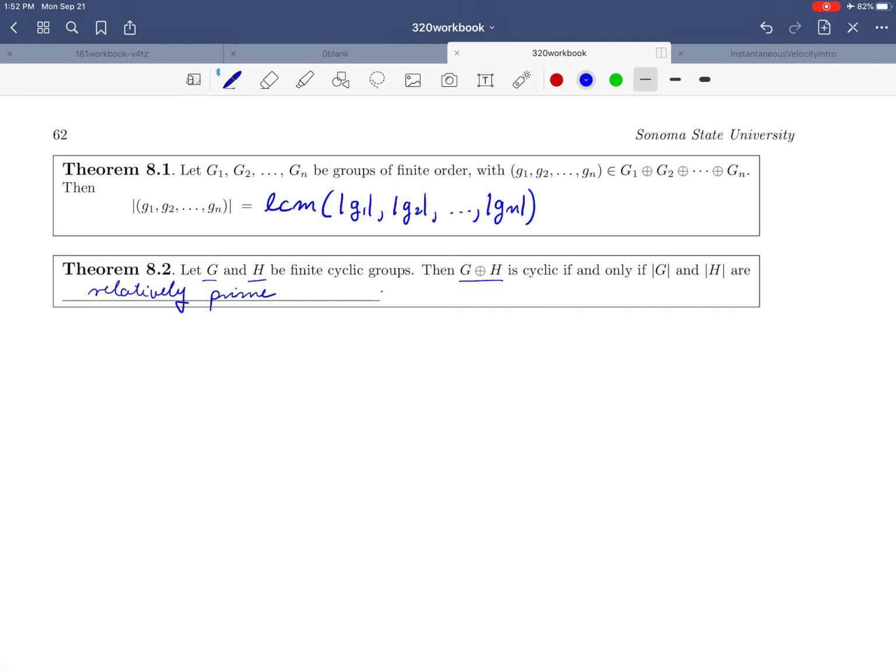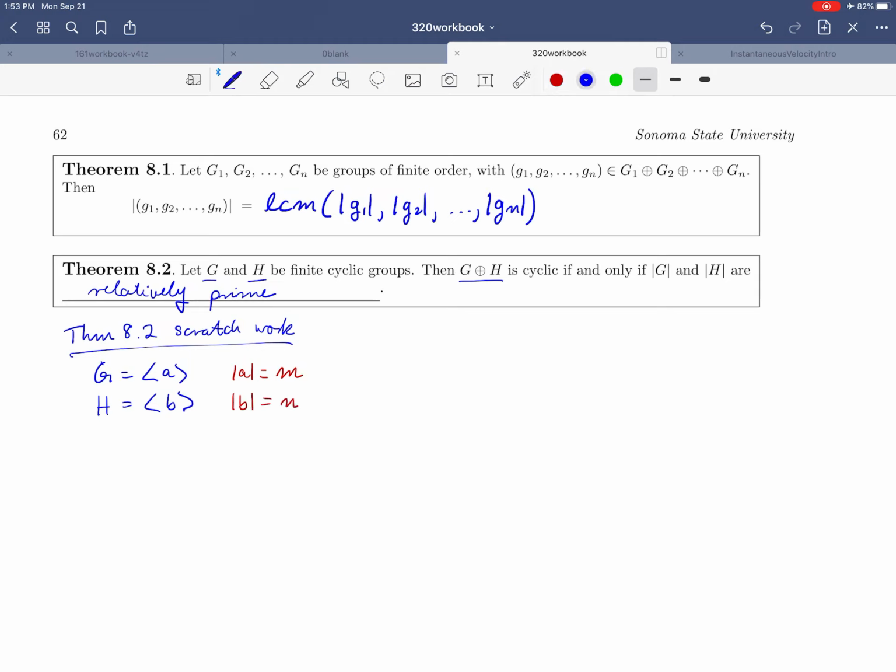And let's talk about the strategy behind this proof before we go about proving it. So here's the Theorem 8.2 scratch work. We have G, it's cyclic, so let's say it is generated by A. And then H is also cyclic, let's say it's generated by B. And let's also say that the order of A is M, and the order of B is N.